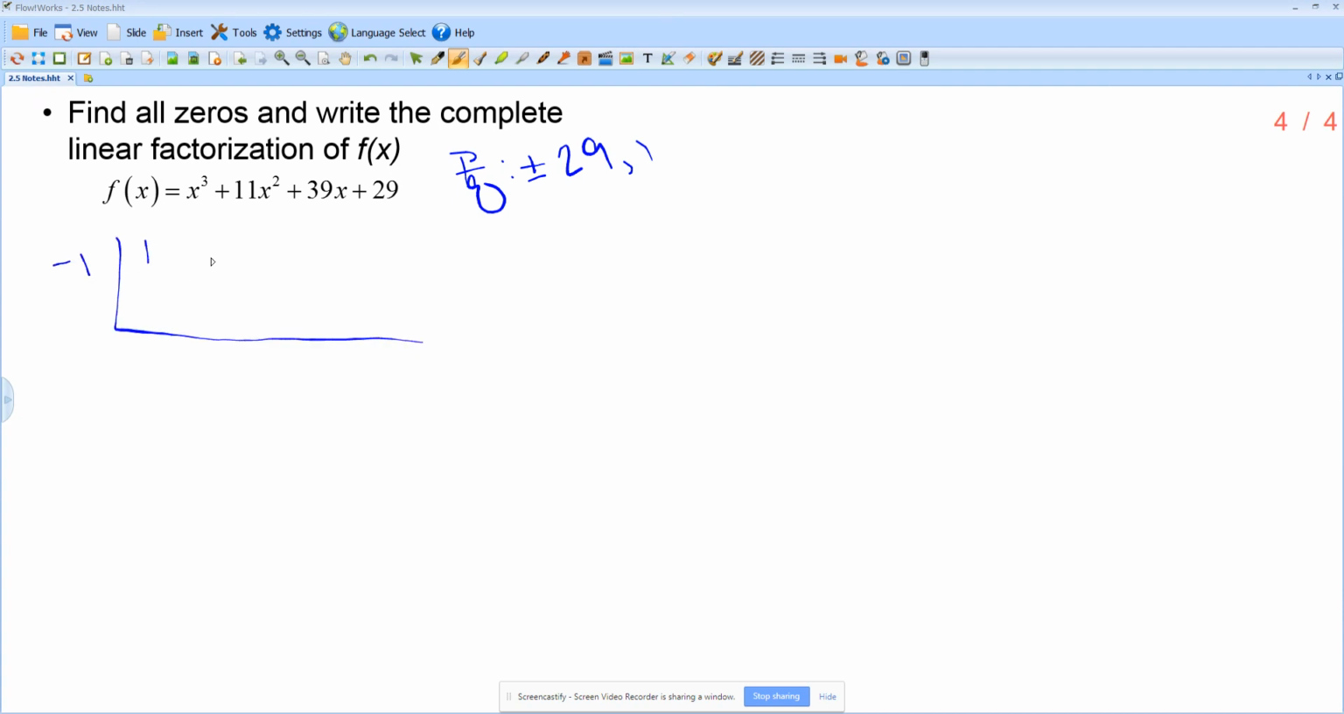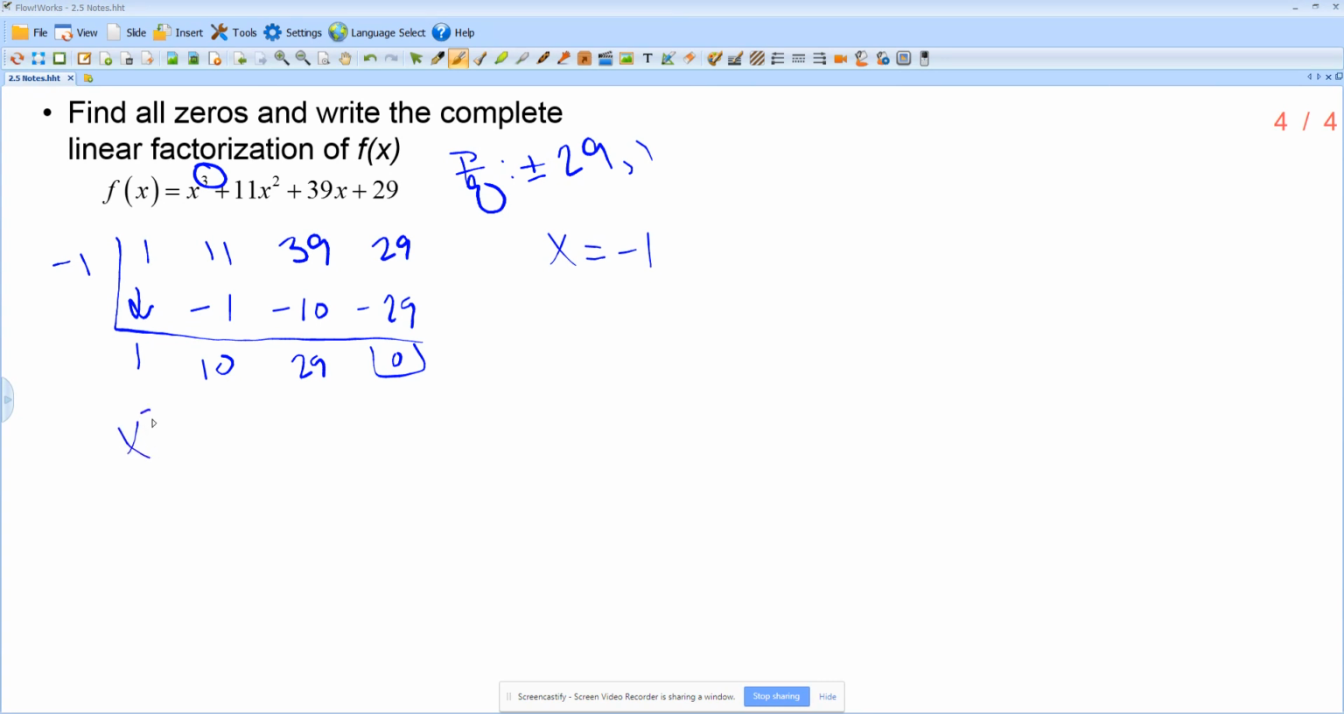So I'm going to show now that it really is one of the zeros, and that's something I expect that you do as well. Negative 1 times 1 is negative 1, that gives me 10. Negative 1 times 10 is negative 10, that gives me 29. Negative 1 times 29 is negative 29, I get 0. This 0 tells me x equals negative 1 is one of the zeros. There should be 3.